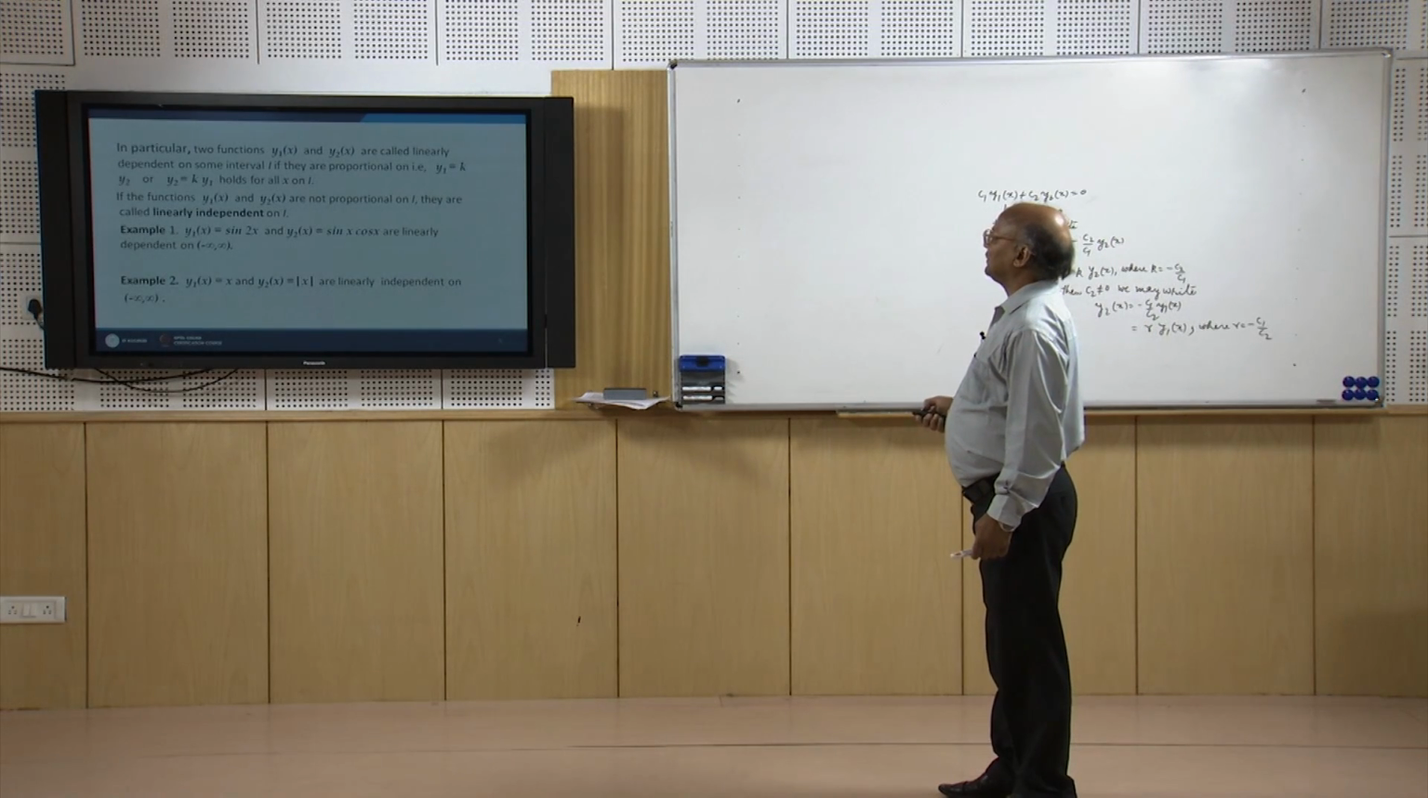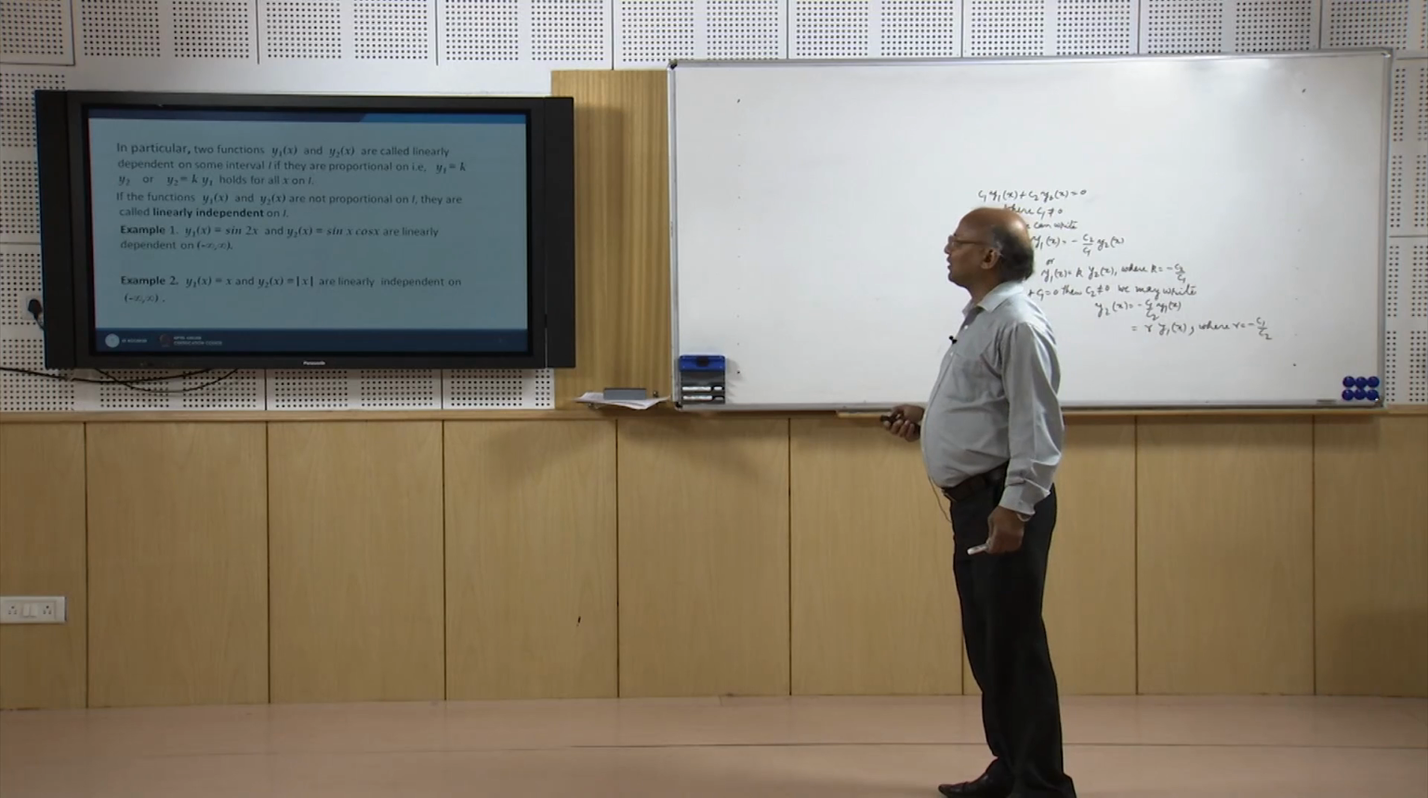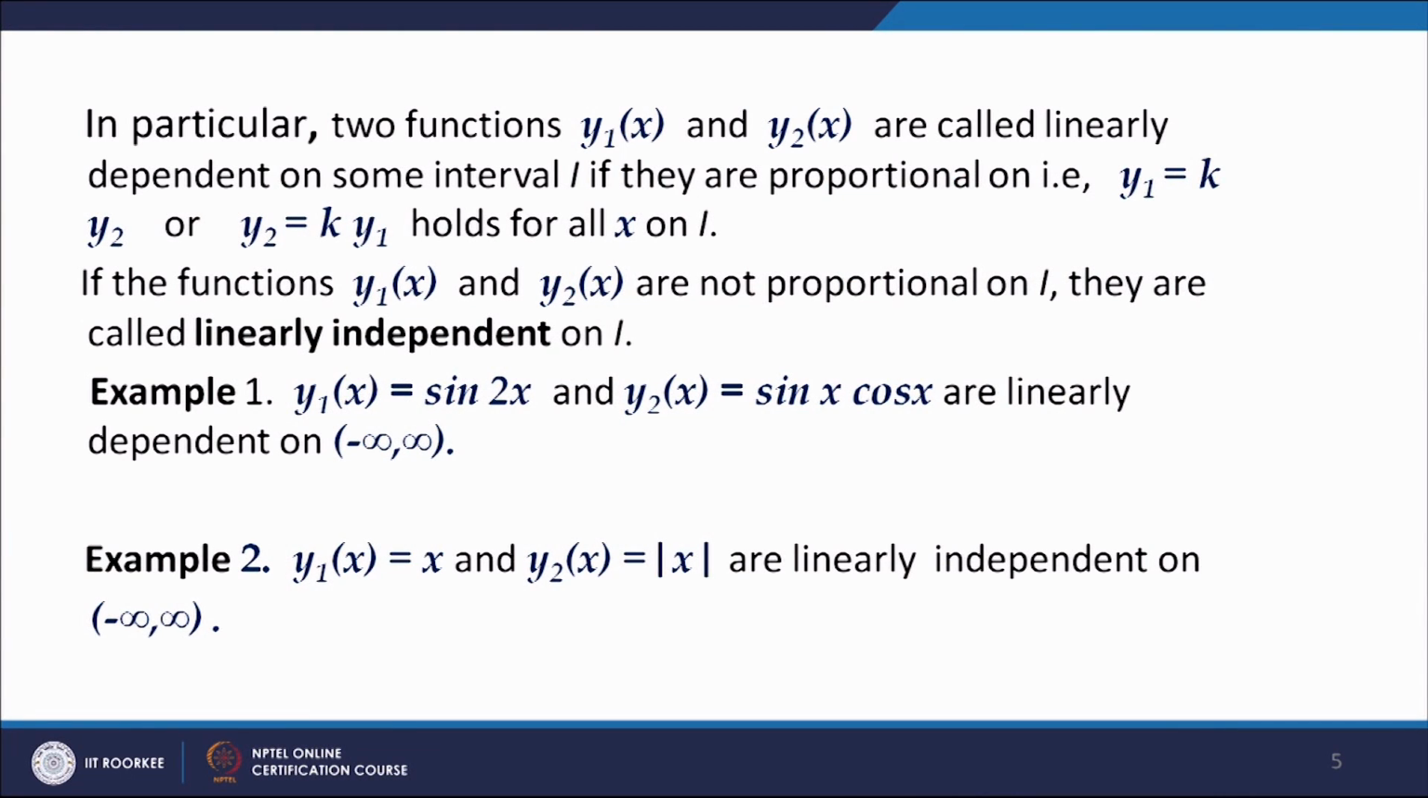Now if φ1 and φ2 are not proportional on I, then they will be linearly independent on I. For example, if you take the function φ1(x) equal to sin 2x and φ2(x) equal to sin x cos x, then we know that sin 2x is 2 sin x cos x.